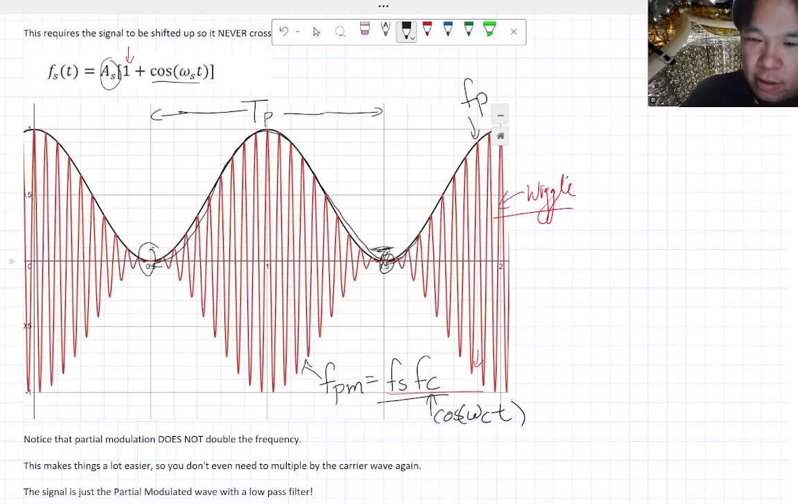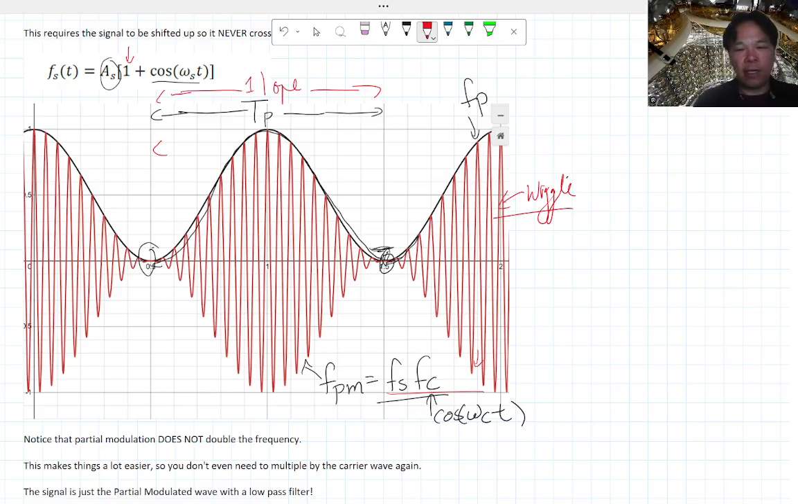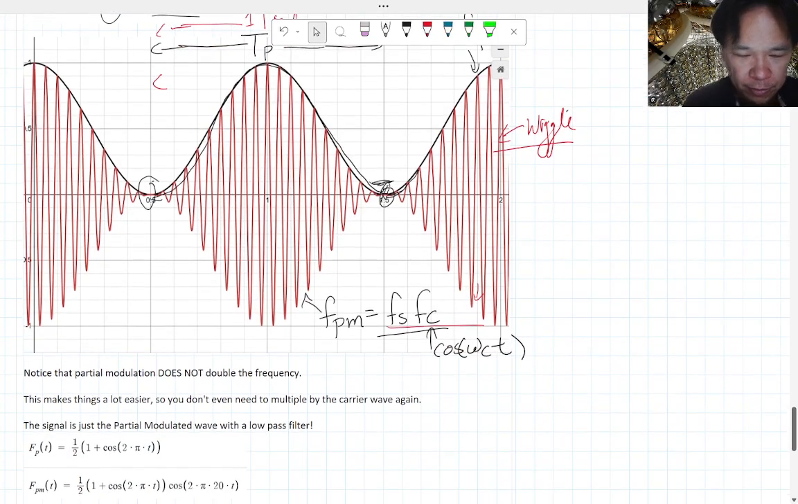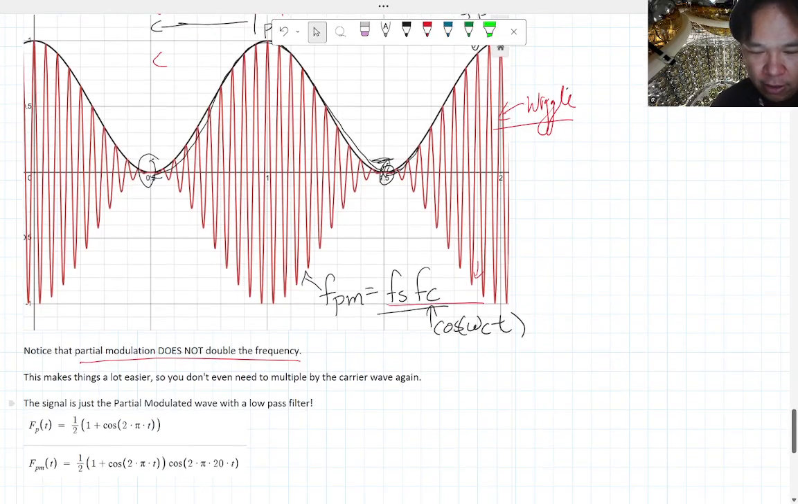Okay, notice that for every period, you have one lobe, right? So each lobe actually tells you one period. And you can see that the shape of the lobes is exactly what the shape of your modulating signal is supposed to be. So this is really cool because this makes things a lot easier, right?